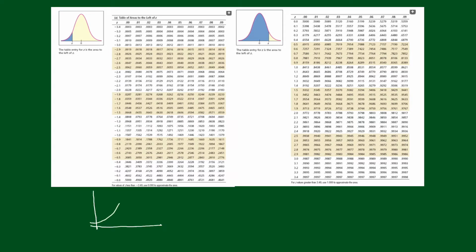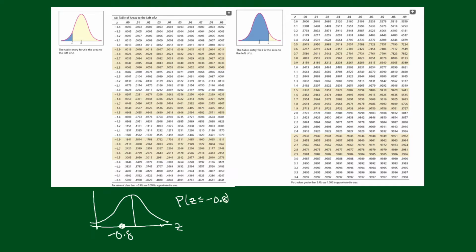Now this is all z-scores, so let's just do it in z. Suppose we had this one right here. We had negative 0.8. Now I want to find the probability that z is less than or equal to negative 0.8.